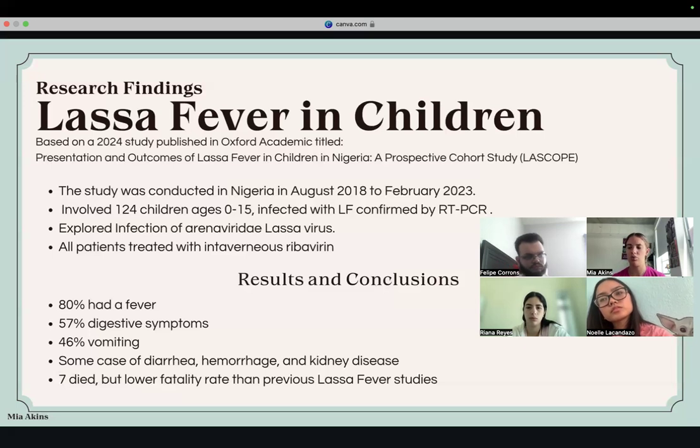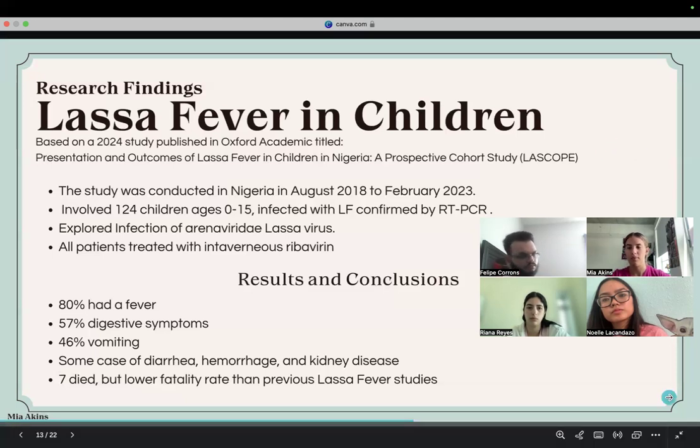And then just one more thing, one of the shortcomings in this data: it did find that about 48% of the people in this study were also positive for malaria, meaning they had recently had the infection or currently had the infection. So it's difficult to say 100% that all of these symptoms were solely because of the Lassa virus. It could also have been from malaria, which is also endemic to this region.